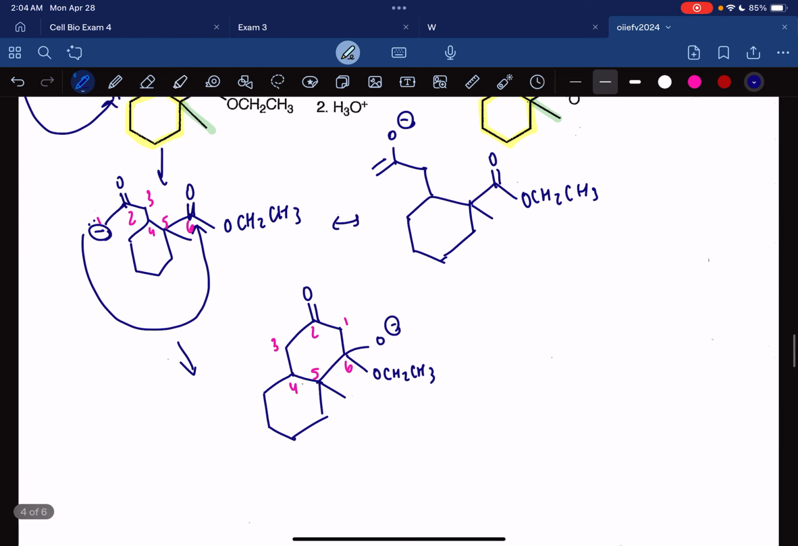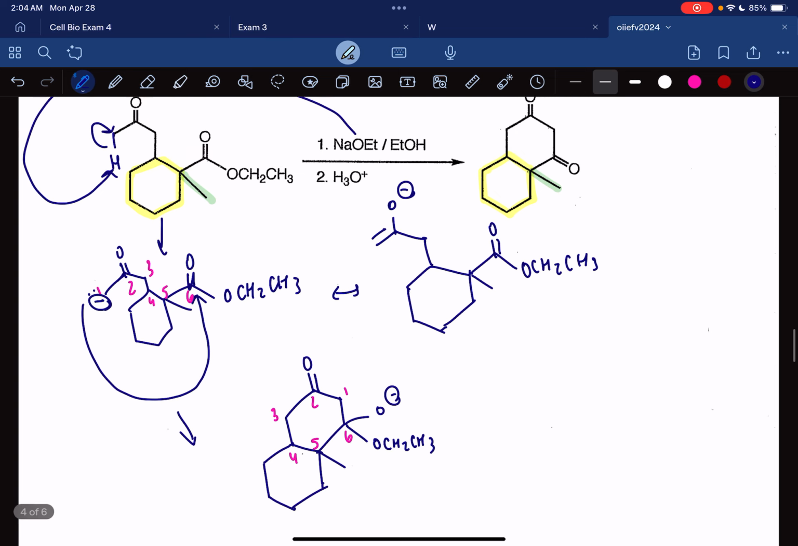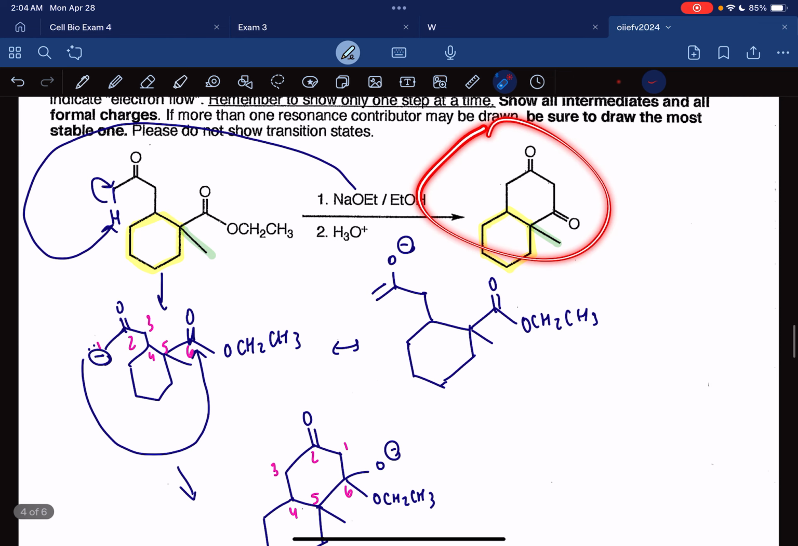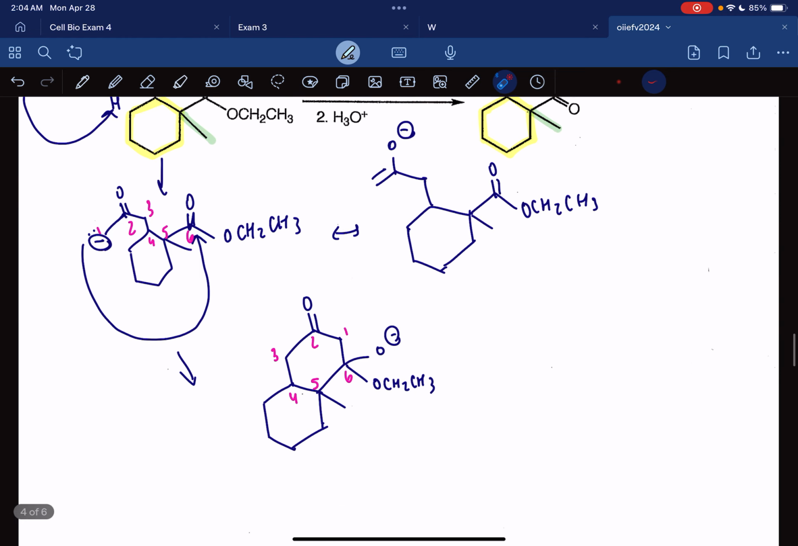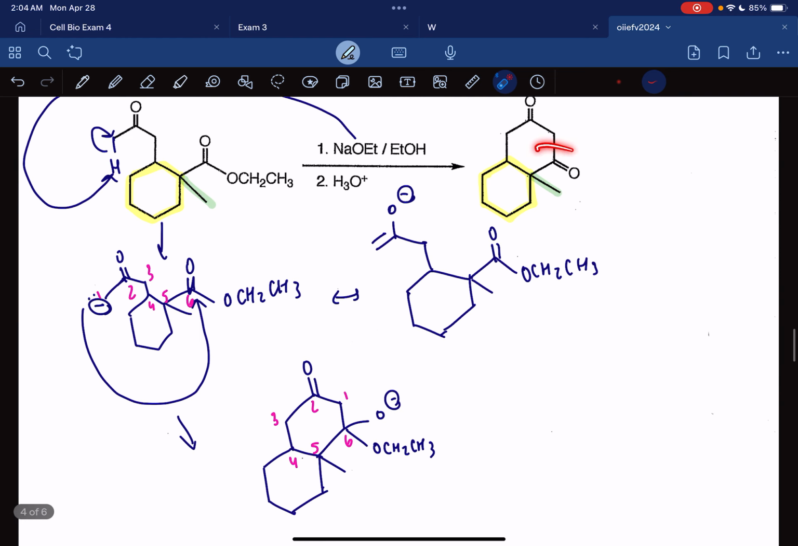So that all checks out kind of simply. That's why I would say just draw the expected product, and then you can work backwards to see what deserves what charge. Now you see in our product, we reform the ketone on carbon 5 here. I'm sorry, on carbon 6.